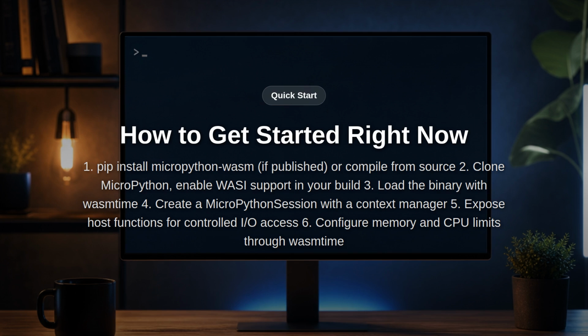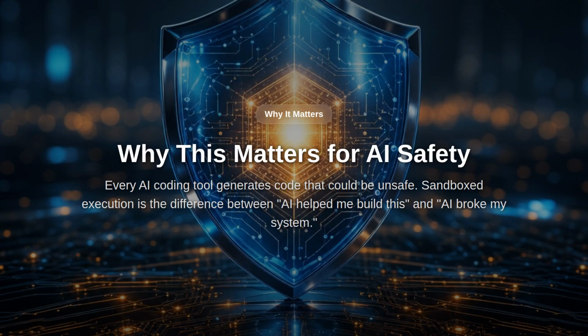Create a MicroPython session using a context manager for clean resource handling. Expose specific host functions for any input and output your code requires. Finally, configure wasmtime to enforce memory limits and CPU time budgets. The entire process takes about an hour for a first setup, and once it is working, the safety guarantees are comprehensive and automatic. This matters deeply for the future of AI safety.